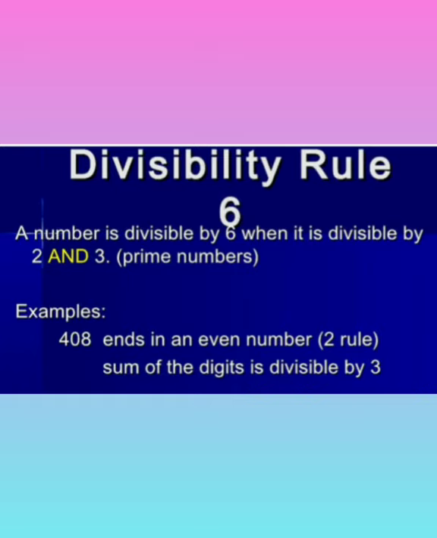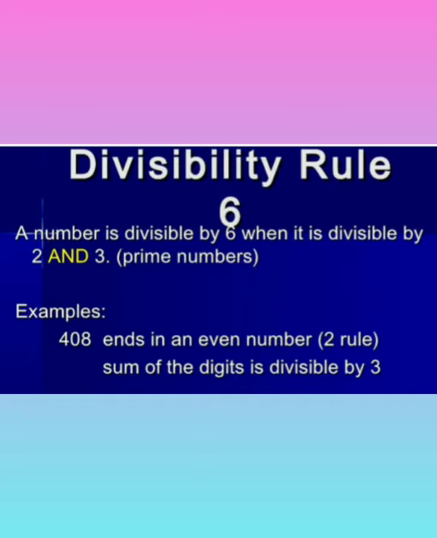For an example, 408. First, you solve divisibility by 2. What is the rule? If a number is divisible by 2, its ones digit is 0, 2, 4, 6 or 8. Here the ones digit is 8, so it satisfies divisibility by 2. Next, the divisibility rule of 3: if the sum of its digits is divisible by 3, the number will be divisible by 3. You add and 12 will come. 12 divided by 3, it's satisfied.